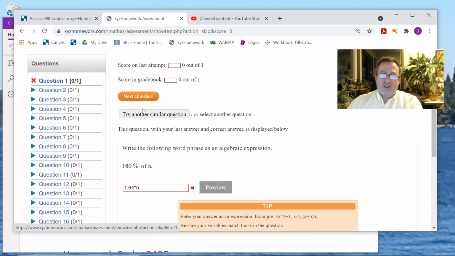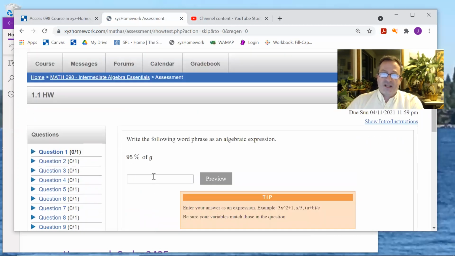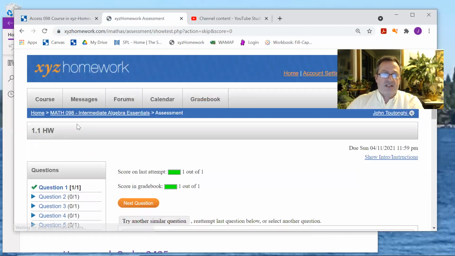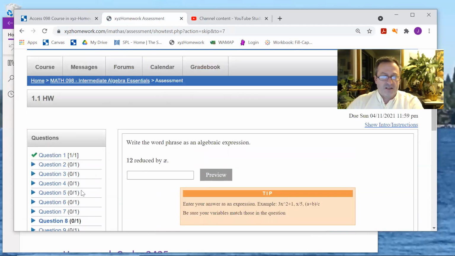I can try another similar question. 95% of g. So that's 0.95 times g. And I'm going to hit submit. And now I've gotten it right. Yay, it's right. Let me find one with multiple parts.